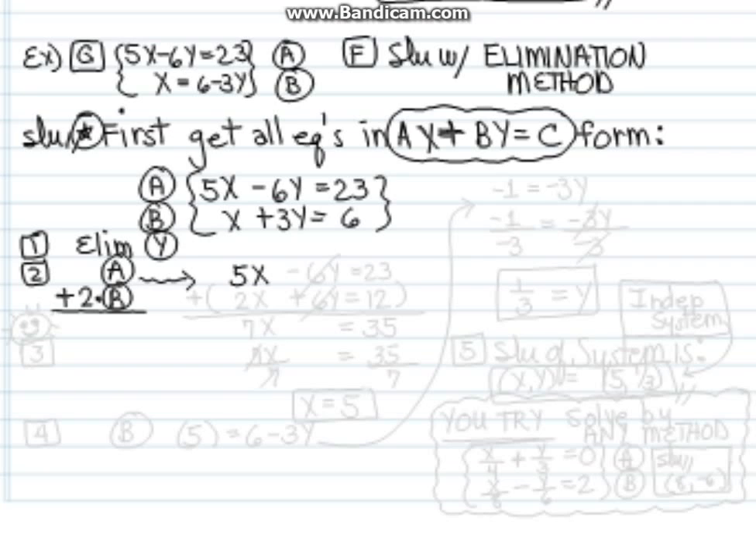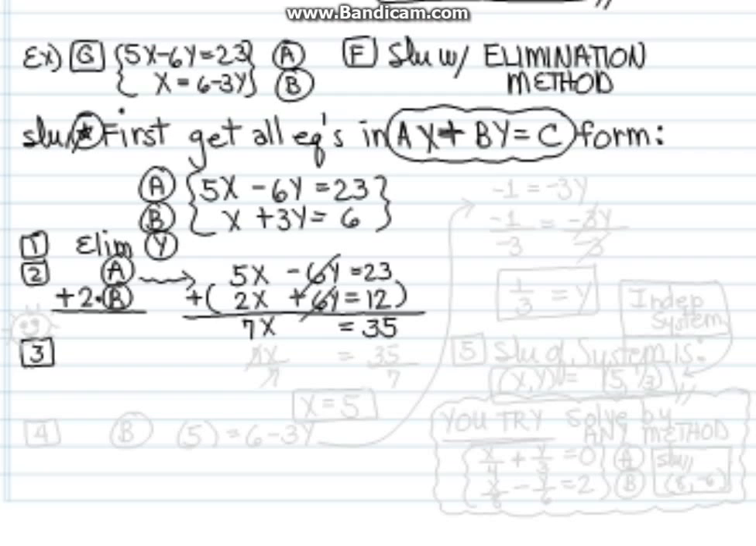Equation A, 5x minus 6y equals 23, added to, parenthesis, the result of multiplying every term on both sides of the equal sign of equation B by 2. That gives me 2x plus 6y equals 12. Now, watch what happens when I add it. The y's are going to disappear. 5x plus 2x gives me 7x. The y's cancel each other. Equals 23 plus 12 is 35. So we effectively did what we had intended to. We eliminated the y by adding an appropriate multiple of the first equation to an appropriate multiple of the second.